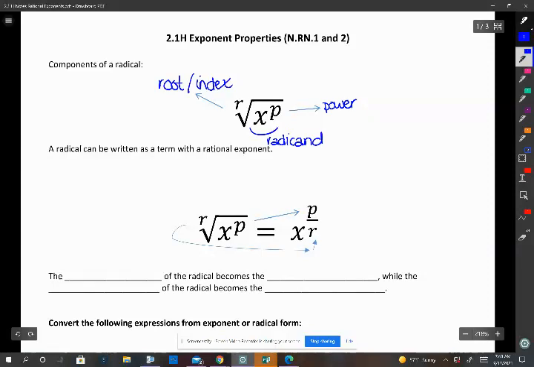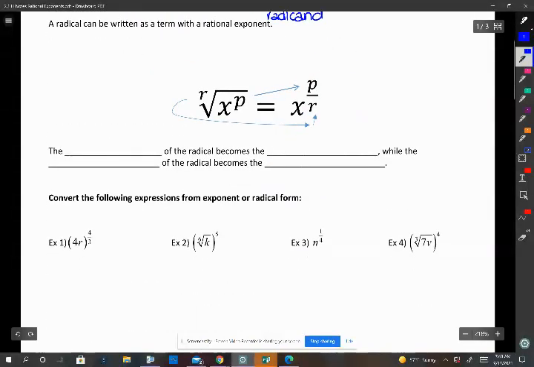All right, and so we can rewrite this as a rational exponent. Instead of writing it as a radical, we could also write it as a rational exponent. The power is going to be up top, in the numerator, and the index or the root is the denominator. So the little r, the number that sits on the shelf of the radical, is the denominator, and the power sits on top. If there's not a power, then our power is a 1.